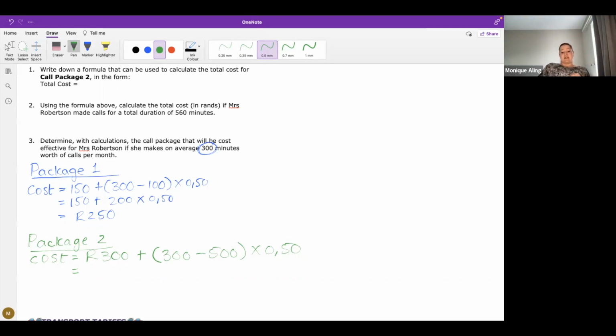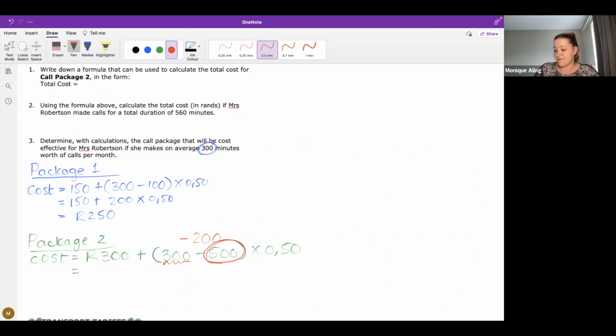So the answer is negative 200. If we look at this bracket over here, it says 300 minus 500, which will give us negative 200. That basically means that Mrs. Robertson hasn't used all of her free minutes. So all of her minutes that she has used are still free. She only used 300, but she gets 500 free.